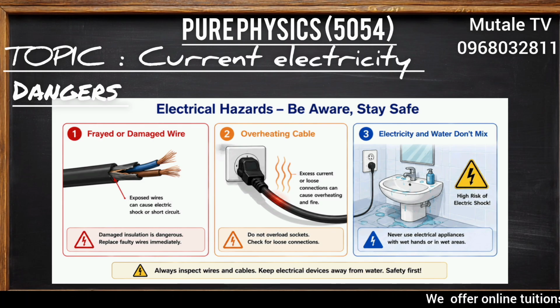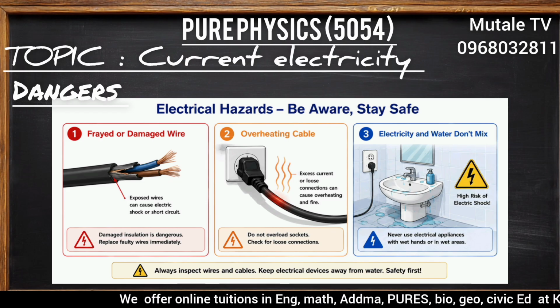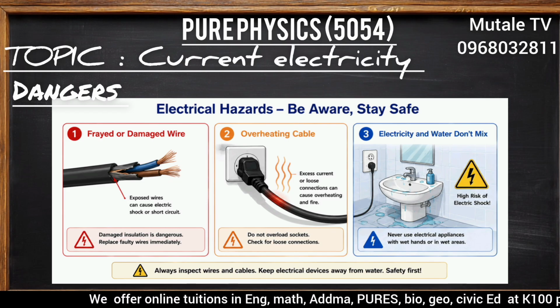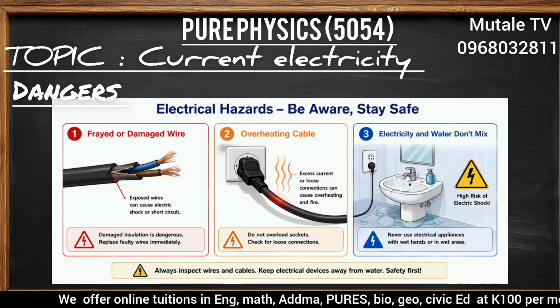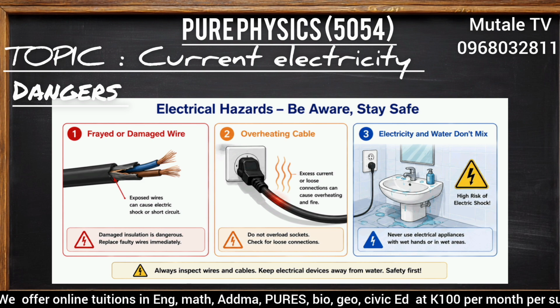The first is damaged insulation, where worn-out insulation exposes the live wire and allows contact that can cause shock or fire. The second is overheating of cables, which happens when too much current flows through a wire or a component, melting the insulation, potentially starting a fire, often as a result of short circuit or overloading. The third is damp conditions, such as a wet bathroom, where the human body resistance drops significantly when the skin is wet, allowing current to flow through the body far more easily than when the skin is dry.